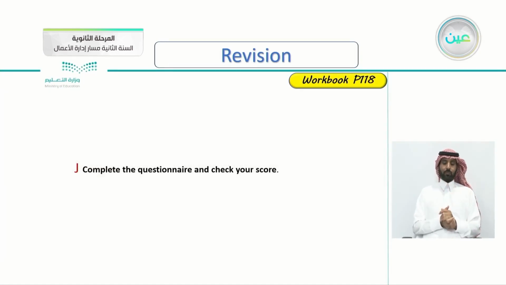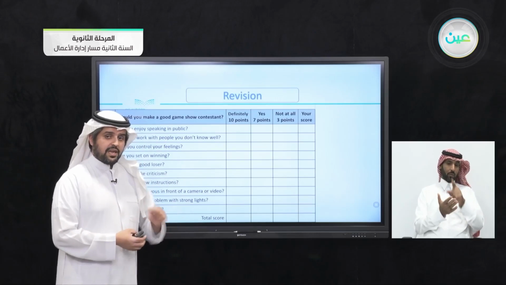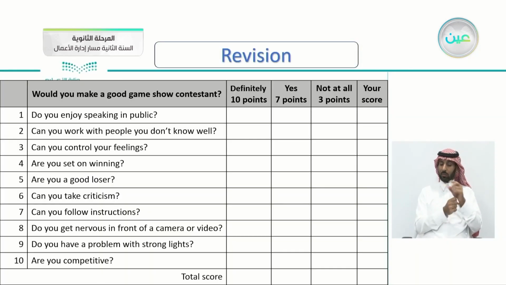So complete the questionnaire and check your score. This is a questionnaire: would you make a good game show contestant? We have points here. Definitely, 10 points. Yes, 7 points. Not at all, 3 points. So this is a questionnaire here. Questionnaire meaning you have a list of questions that you have to answer and give yourself a score.